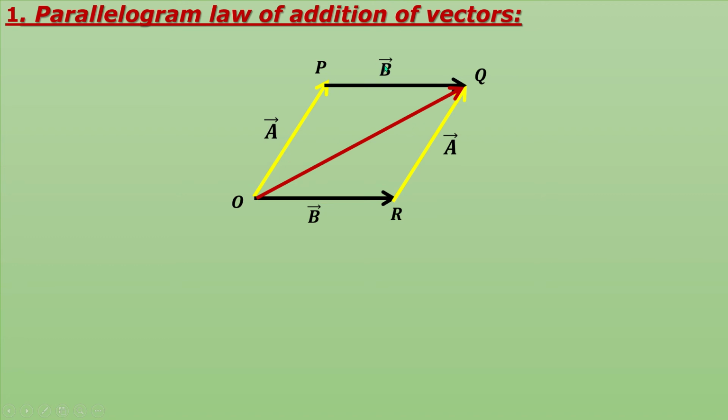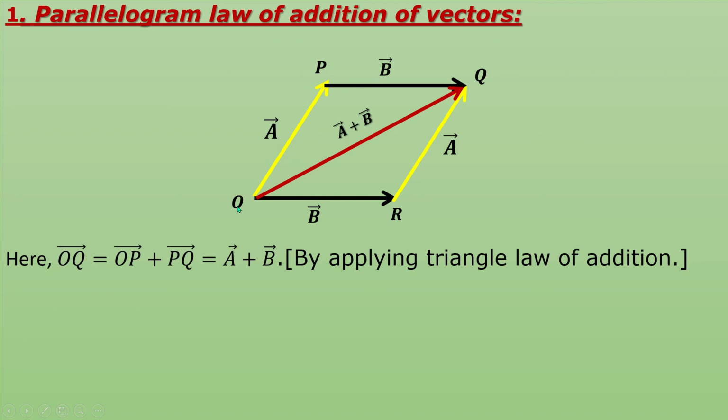That means A vector plus B vector. Clear? When two vectors act at a point, then take these two vectors as adjacent sides of a parallelogram. Then the diagonal of this parallelogram denotes the sum of these two vectors. Follow.